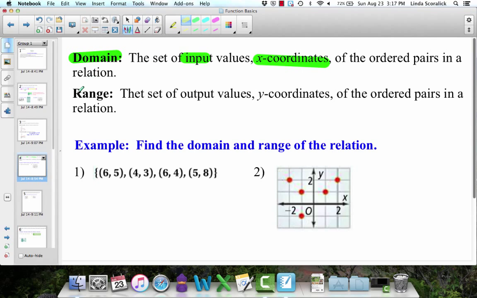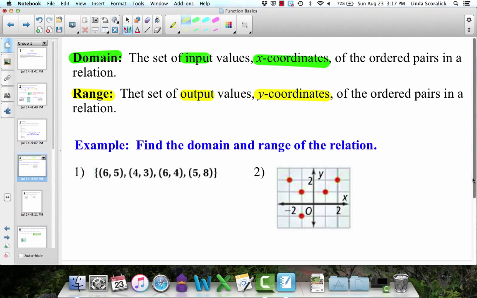The range, on the other hand, is the set of output values, which would be the y-coordinates. If we go back to my example that I used before of using the oven, the domain would be all the things that I put into the oven: the frozen mozzarella sticks, the bread dough, the cookie dough, all those things, whereas the range would be the cookies or the bread or the warm, gooey, cheesy goodness that I get out of the oven.